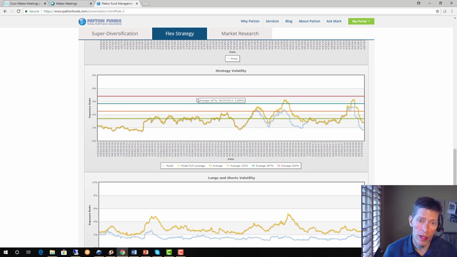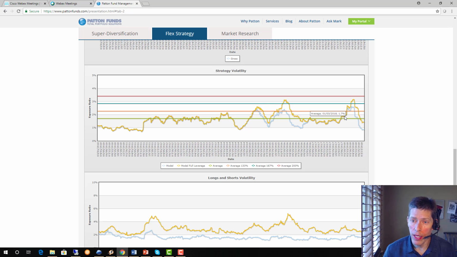That's the first, second, and third. There are actually three thresholds, and you can see that back here in 2015 and 16, how that orange line got above that threshold there, and again above the next threshold here, and that would have resulted in us shrinking down the exposure or leverage in the strategy.